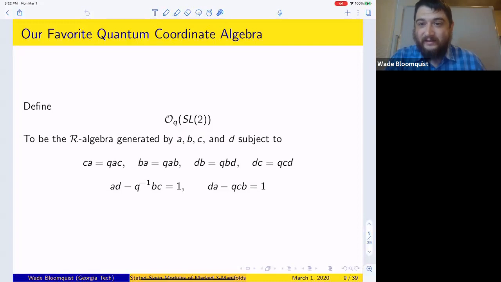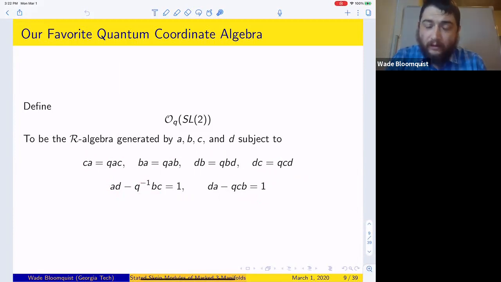But this isn't just polynomials in commuting variables anymore. Now we have to pay attention. A and C no longer commute, they Q commute. Similarly, A and B, similarly, B and D, similarly, D and C. So these are our Q commuting variables now. And we also don't quite have the determinant relation anymore. We have what you might call the Q determinant relation.